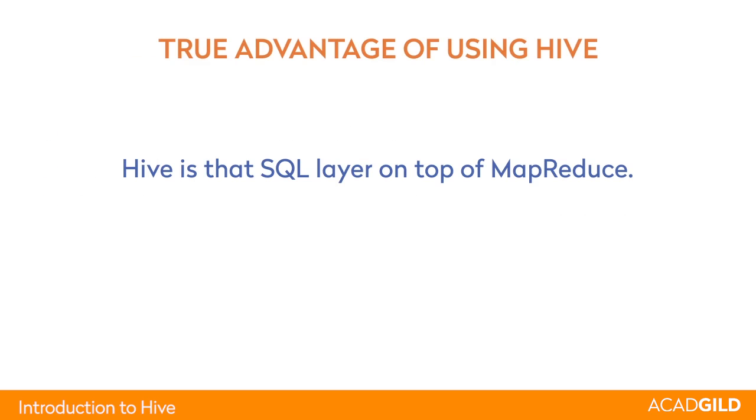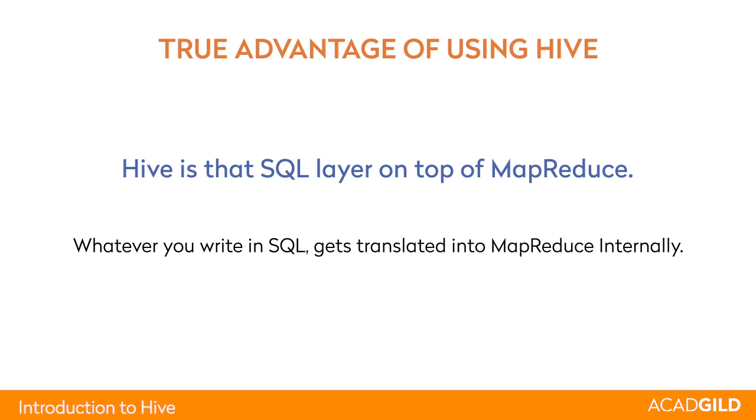Hive is that SQL layer on top of MapReduce. So if you are coming from a SQL background, any RDBMS background, it will be very easy for you to adapt Hive. You will be taking advantage of SQL queries like select, create a table, create a view, a database, select particular columns, apply where clause, perform group by operations, perform join operations. So it is basically a SQL layer. Whatever you write in SQL gets translated to MapReduce internally. This is the true advantage of working with Hive.